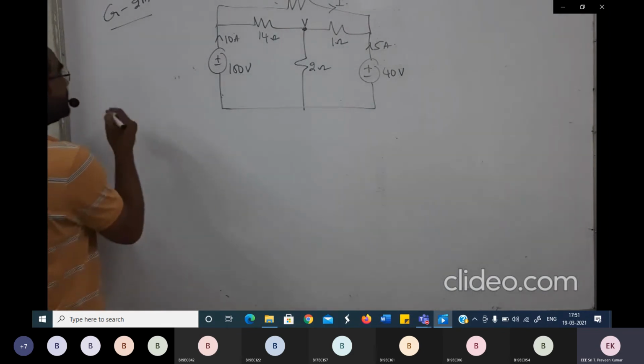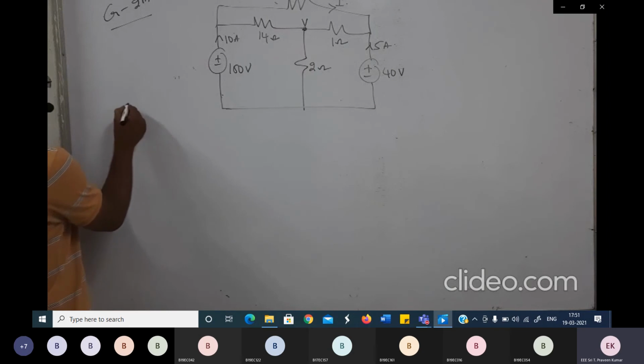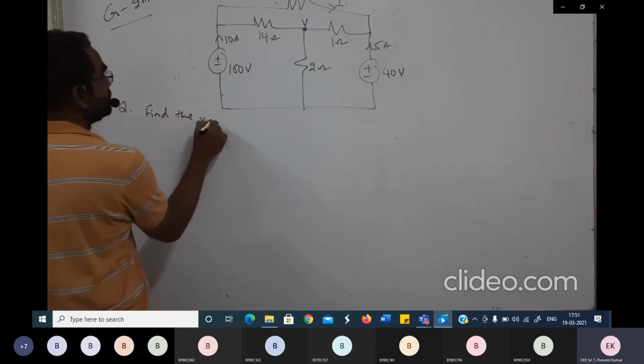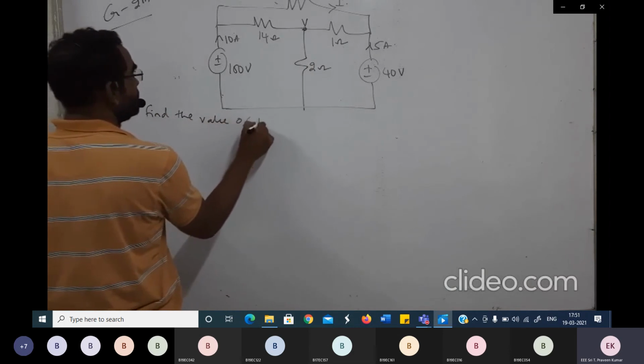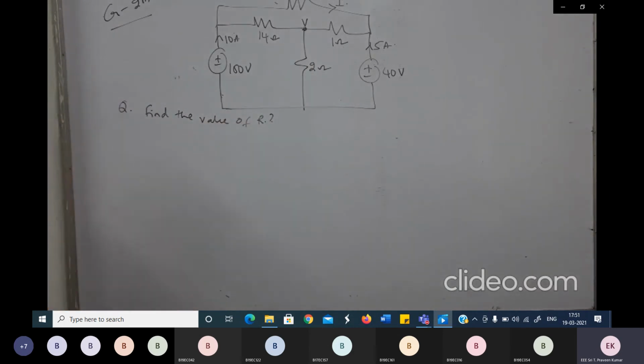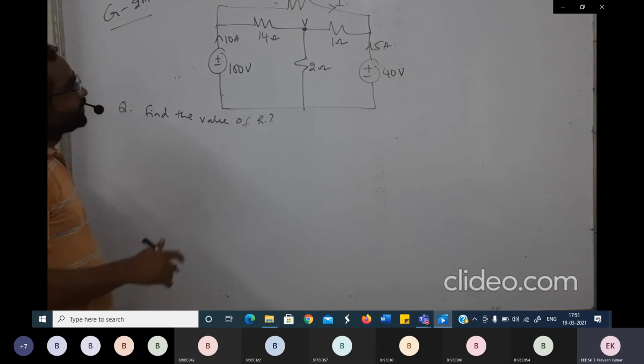The question asked is: find the value of R. Find the value of R for the network shown in the figure. Now this is the question asked. Now please allow me to look at this.